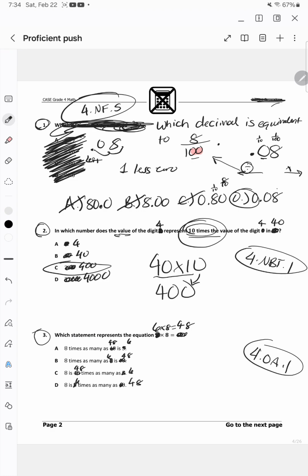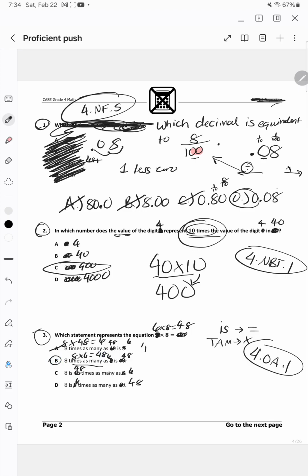Which statement represents the equation 6 times 8 equals 48? Well, one says 8 times as many as 48 is 6. So this is saying, remember, is means equal to, and times as many means to multiply. Well, this is saying 8 times 48 is 6, which is wrong. 8 times as many as 6 is 48. And this is exactly what we need.